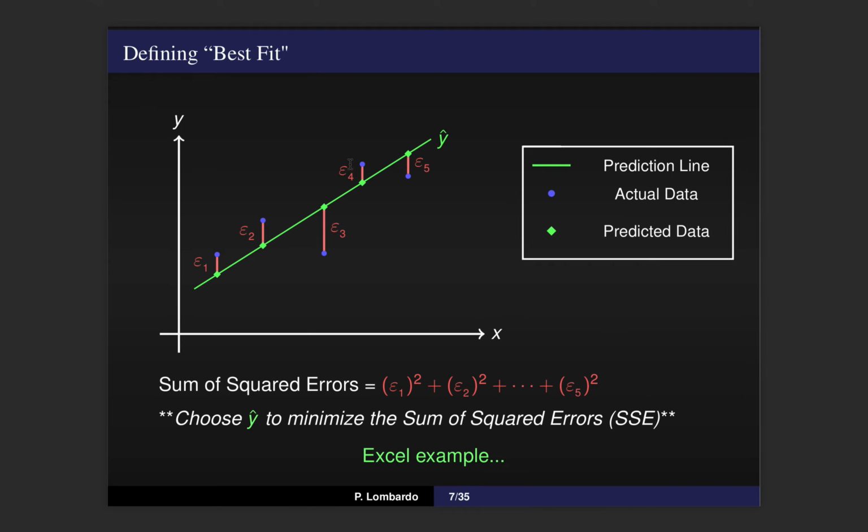So this is how we define best fit. It's going to be the line that kind of cuts through the data and also happens to minimize this measure of mistake, this sum of squared errors.